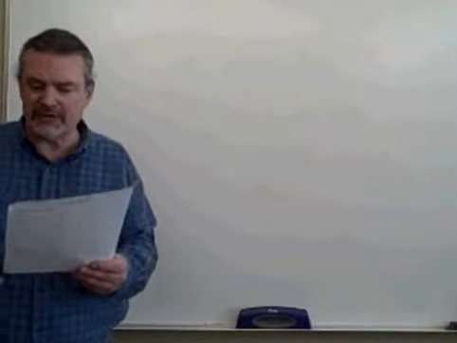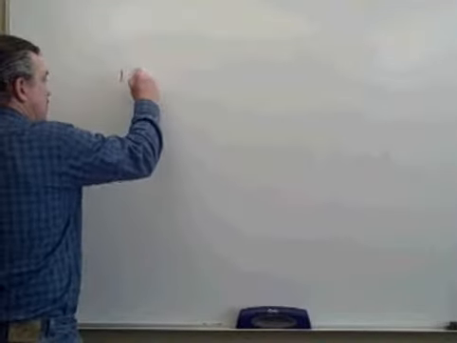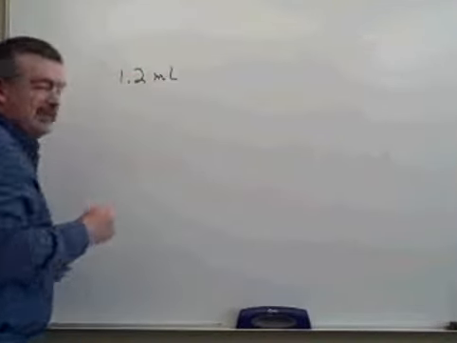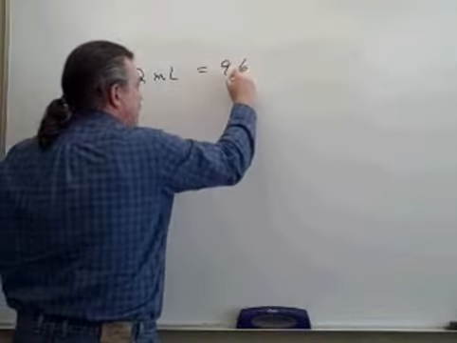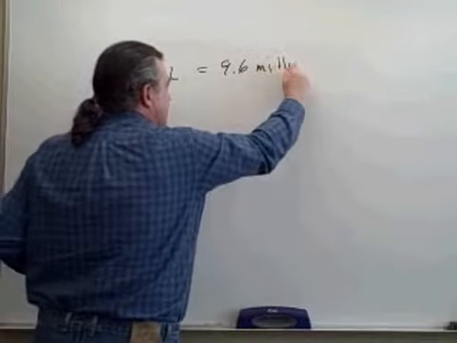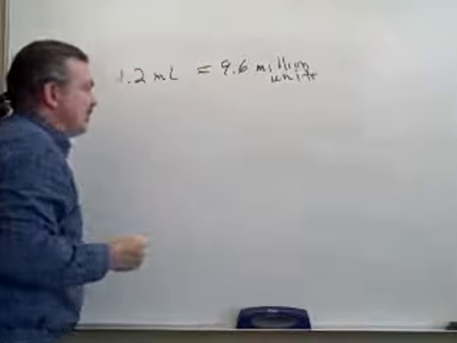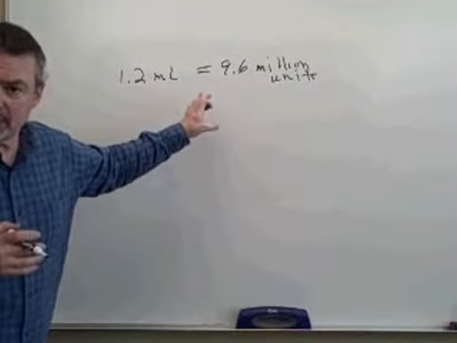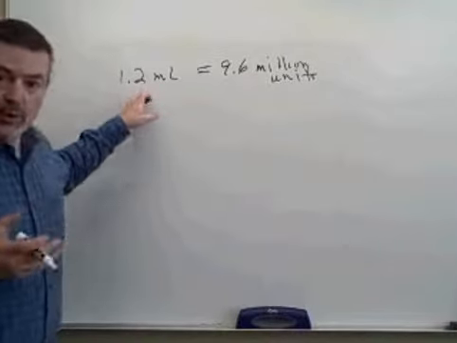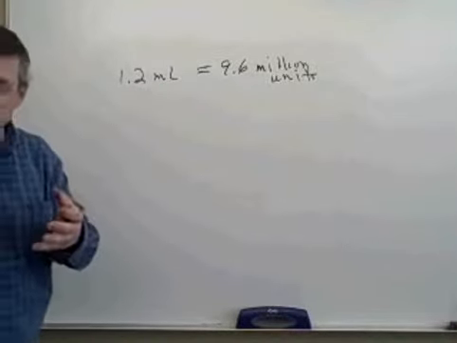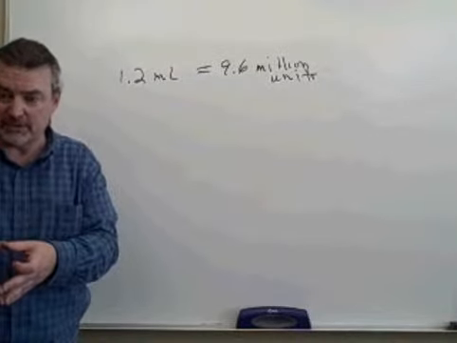And once we do that, we have a strength that says for every 1.2 milliliters of the liquid that we have created, there are 9.6 million units of the drug. So that's now the strength of the liquid. It contains 9.6 million units in 1.2 milliliters. Those are the milliliters of the sodium chloride solution that we put in order to reconstitute the drug.